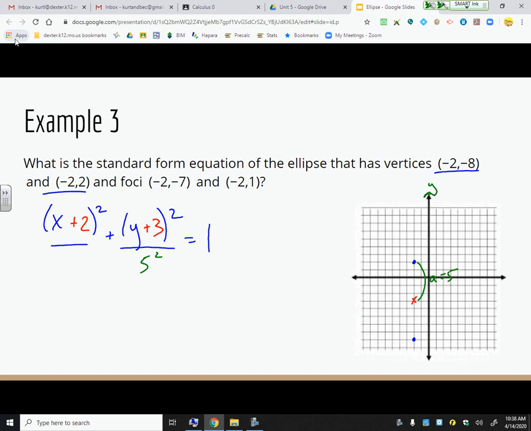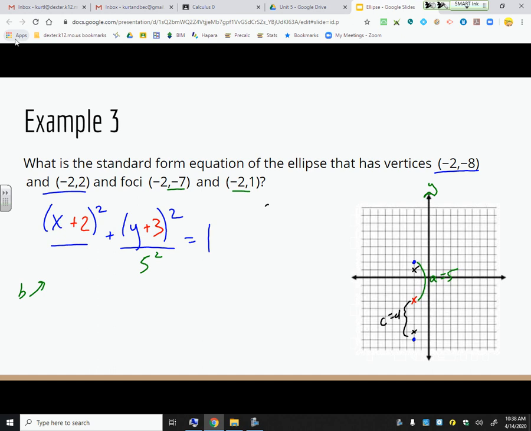So again, it's a lot like the one that we worked together, but the only thing we have to find now is this B. Unfortunately, none of these are going to be my C values, but my foci is, what color have I not used? Let's use black. Negative 2, negative 7, they're still going to be butted up next to these. And so this distance here is going to be my C, which should be 4. 1, 2, 3, 4.